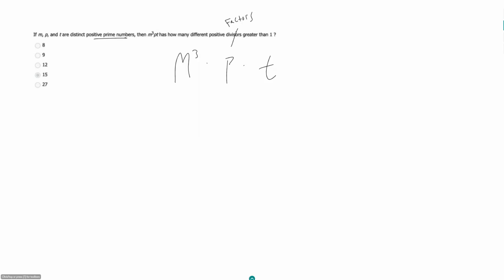So let's just say m is 2, p is 3, t is 5, our smallest possible prime numbers. So in this case, m cubed will be 2 times 2 times 2, p will be 3, t will be 5. And so how many factors can we make from this? All of our factors can be made from these numbers.